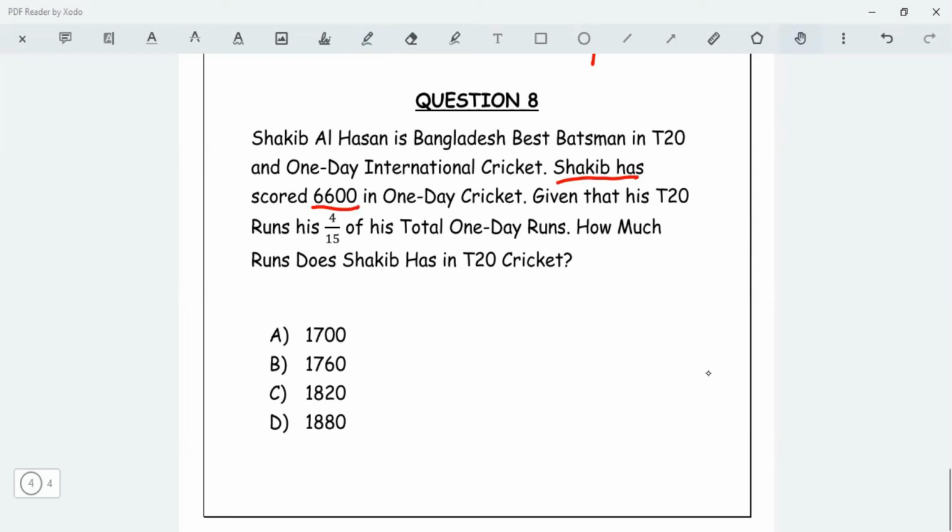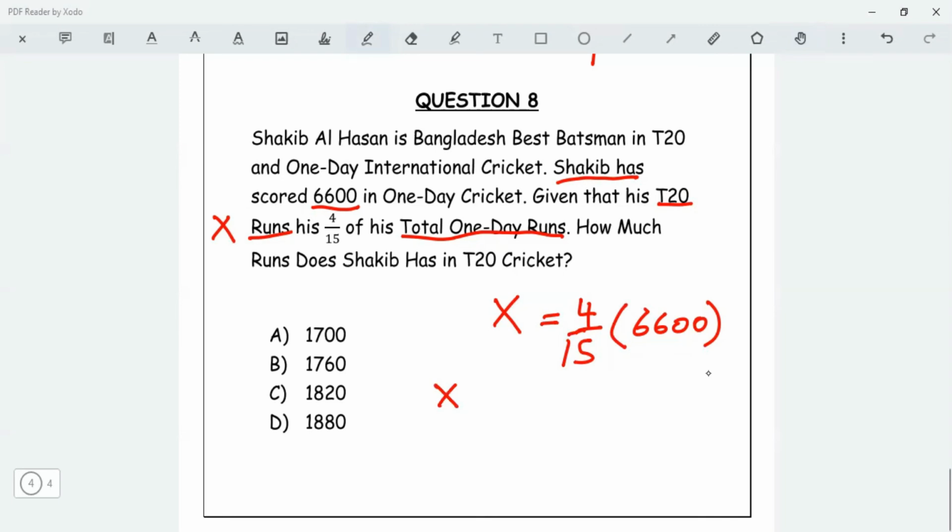Given that his T20 runs is 4/5 of his total one-day runs, so his T20 runs is 4/5 of his total one-day runs. So let's call his T20 runs X. We don't know what X is, but we know that his T20 runs is 4/5 of his one-day runs. How many runs does he have in one-day? 6,600. Oh my God, that was so easy. So now we just need to find X. So X is just 4/5 of 6,600.